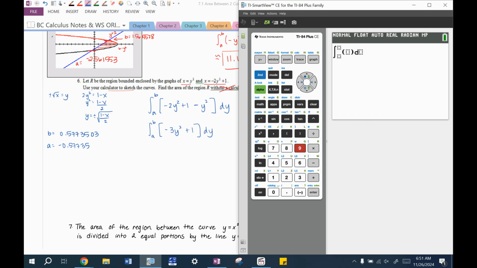So math 9, negative 0.57735, 0.5773503. They're probably both like that. I just noticed they're the same decimal. It's probably symmetric, but I'm just going to keep it as it is.